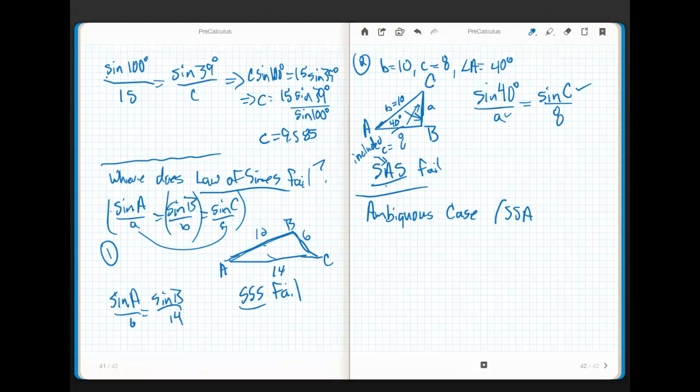So we know that the law of sines won't work if we have a side-side-side and a side-angle-side. It will work if we've got angle, angle, side, and also side, side, angle. Sometimes written as angle, side, side.